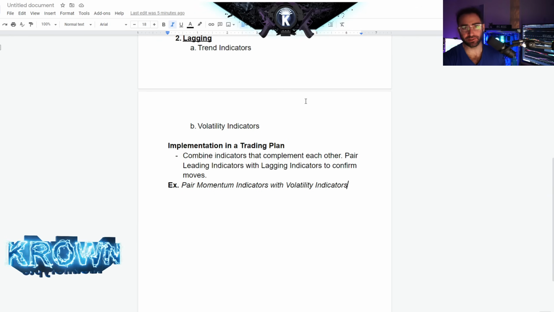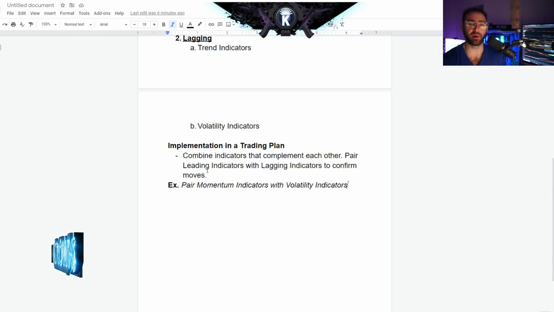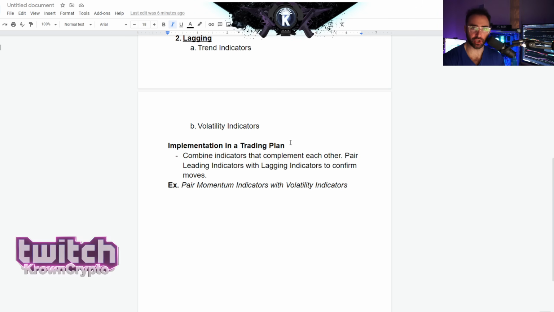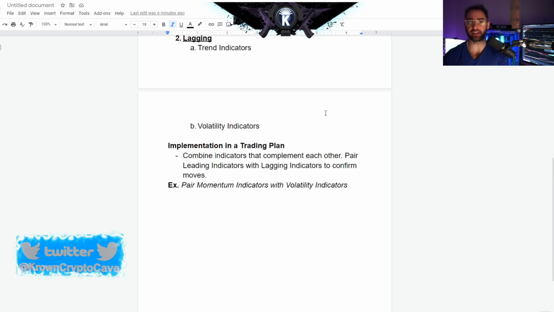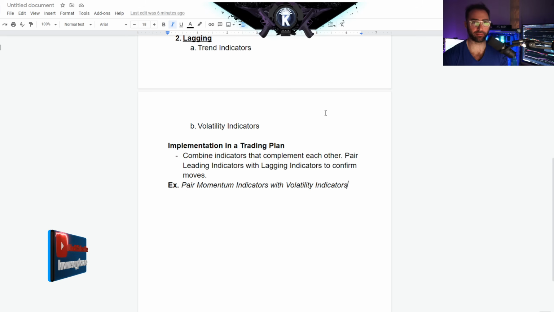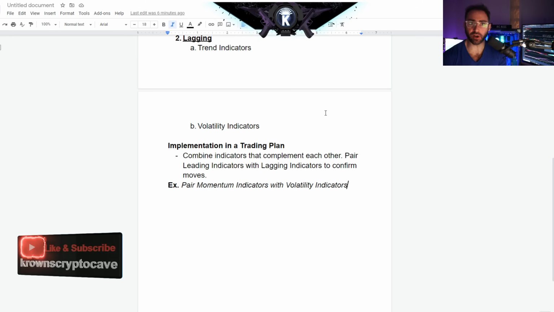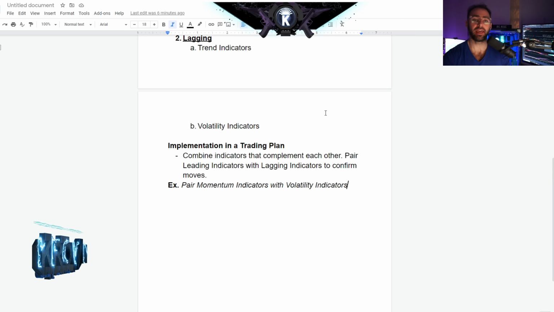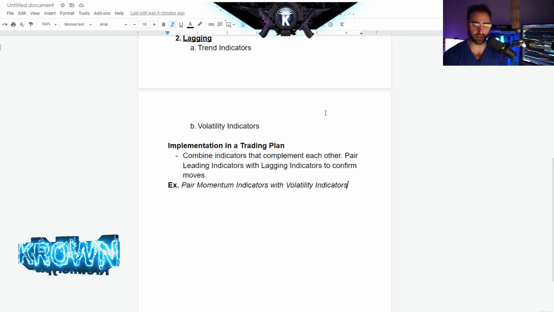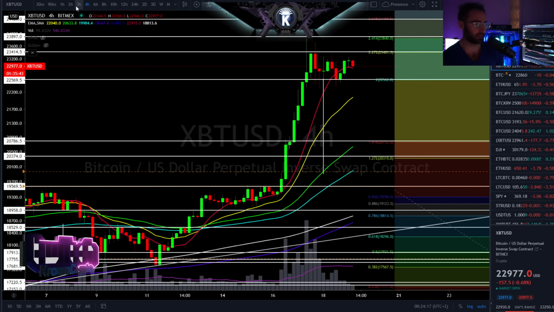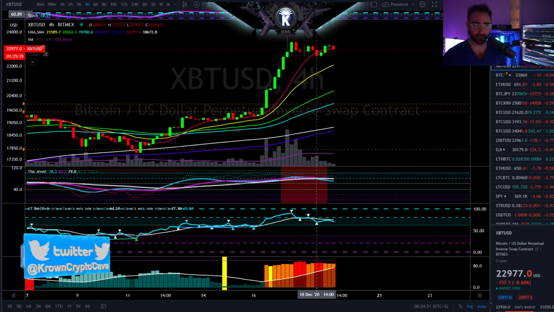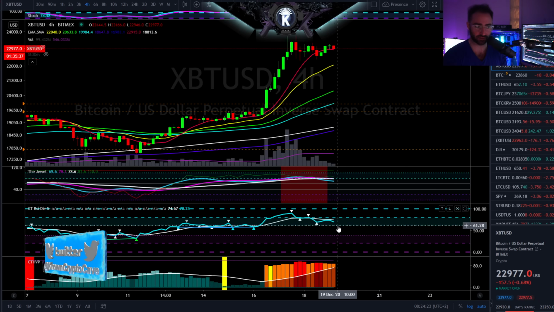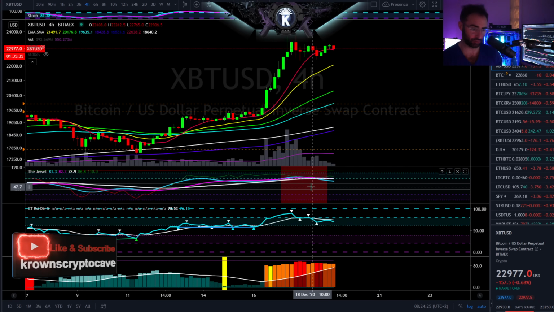So we've already touched on this, but basically we want to combine indicators that complement each other. For example, we want to pair our leading indicators with a lagging indicator to confirm a move. It's very common, and you probably see it with myself as well, on my main charts over here, as we typically reference, let me just get rid of all this. I have my moving averages, and then I have my momentum oscillators, which is going to be my Stokes, and that's going to be my RSI. And my Joule to a lesser extent as well.